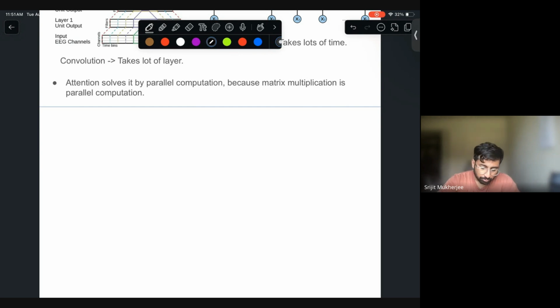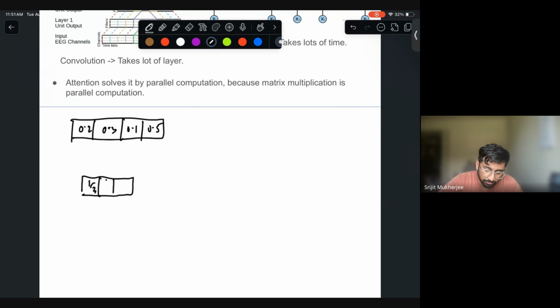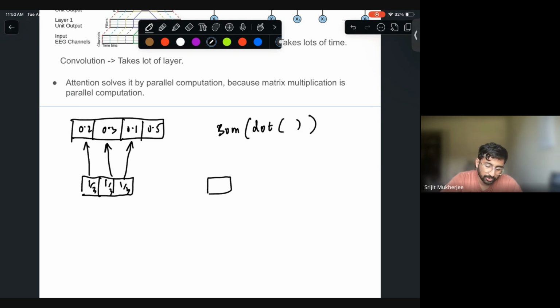Essentially, it's kind of a moving average, well, a weighted moving average. So let's say there are words with values 0.2, 0.3, 0.1, and 0.5, and you want to take a moving average of 3. So you use 1 by 3, 1 by 3, 1 by 3. To get the moving average, you first multiply with these and then add, right? That operation of multiplying and then adding, you can call a dot product and a sum. First there is a dot product, and then there is a sum happening.